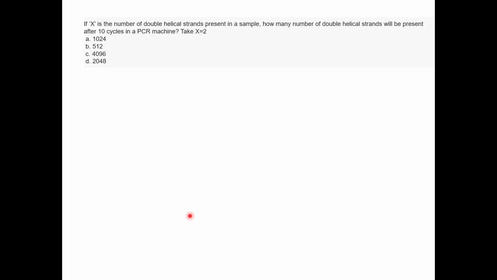Next is a problem where X is the number of double helical strands present in a sample. How many double helical strands will be present after 10 cycles in a PCR machine? X is taken as 2. Usually it's X into 2 to the power of the number of cycles, which is the exponential increase. But because they are asking about the double helical strands here, it is double of that.